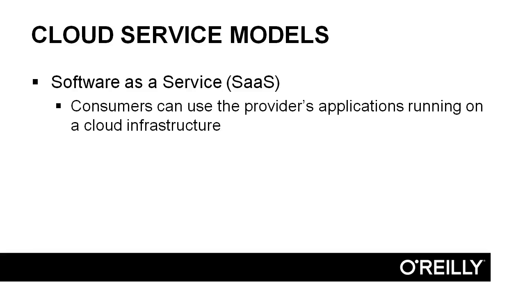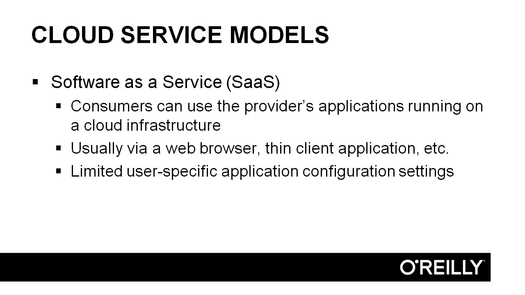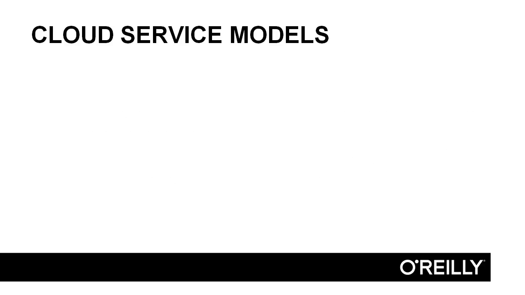This is where a consumer gets some cloud space out there, or gets the cloud functionality, and they can use the provider's applications running on a cloud infrastructure. This is usually something that we're going to access with a web browser or some other thin client application. You have very limited user-specific application configuration settings, but you do have software out there that you can just connect to and run. A good example of this would be Microsoft's Office 365 or Google Docs.